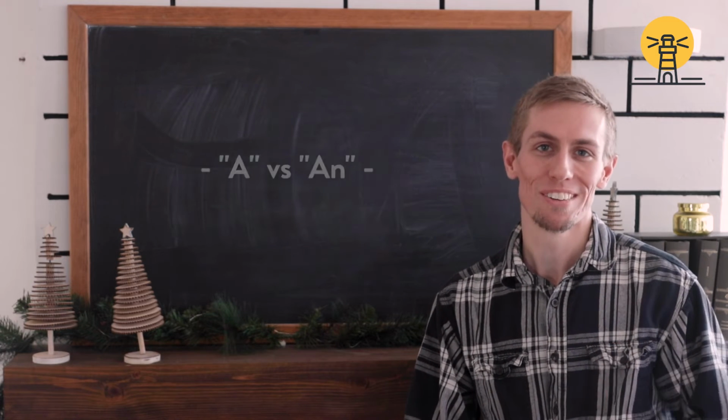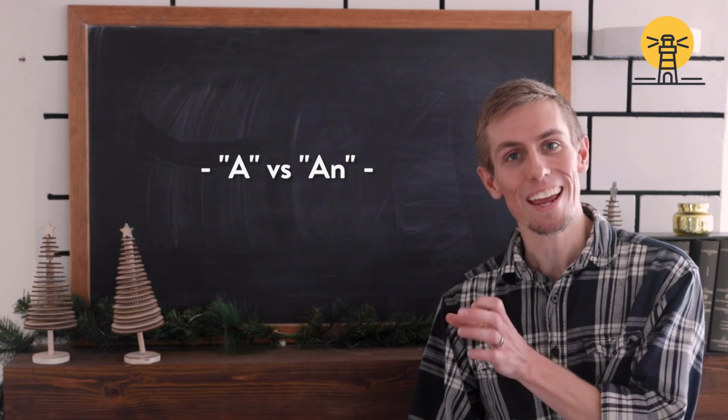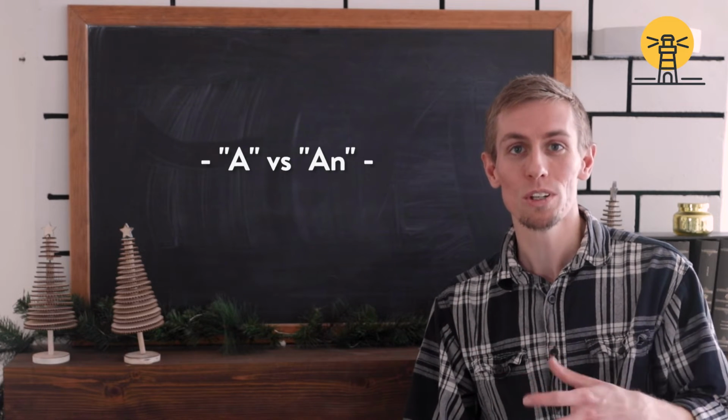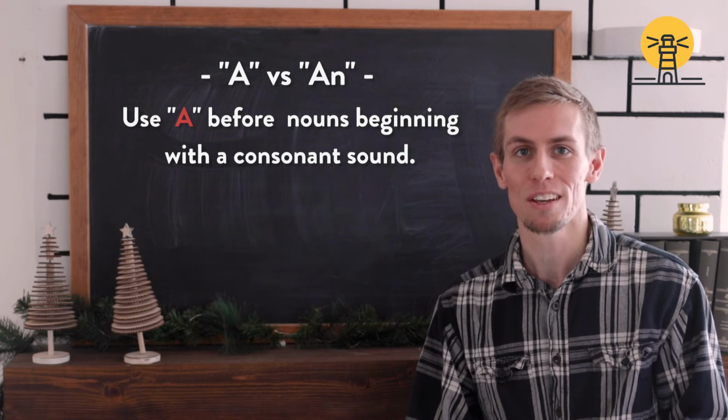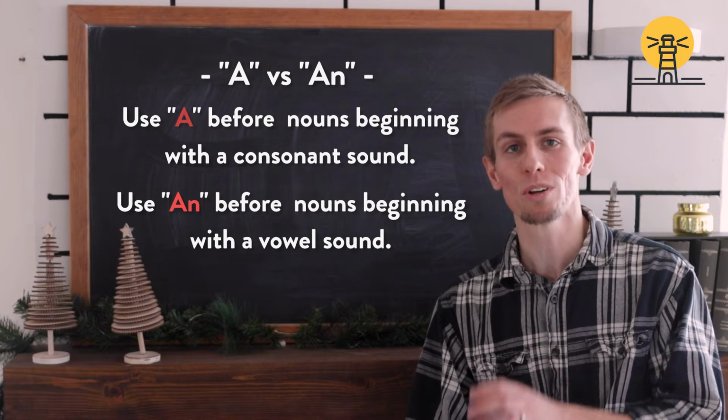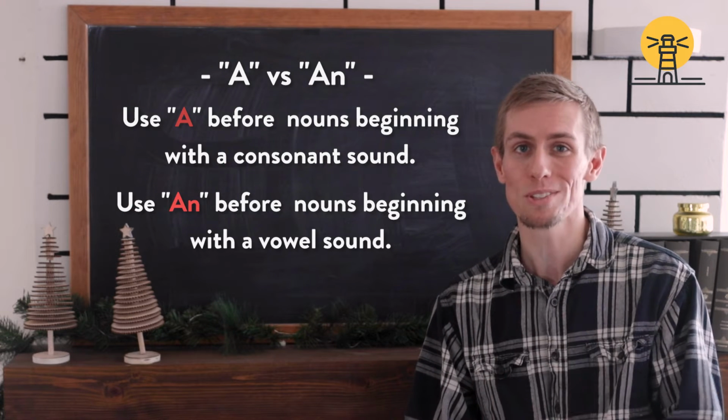Also, you probably know that using a versus an is important. We use a before nouns that have a consonant sound. We use an before nouns that have a vowel sound.